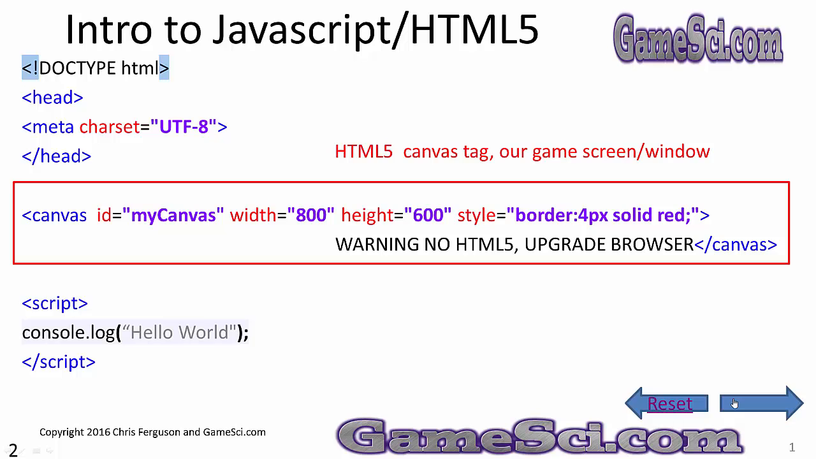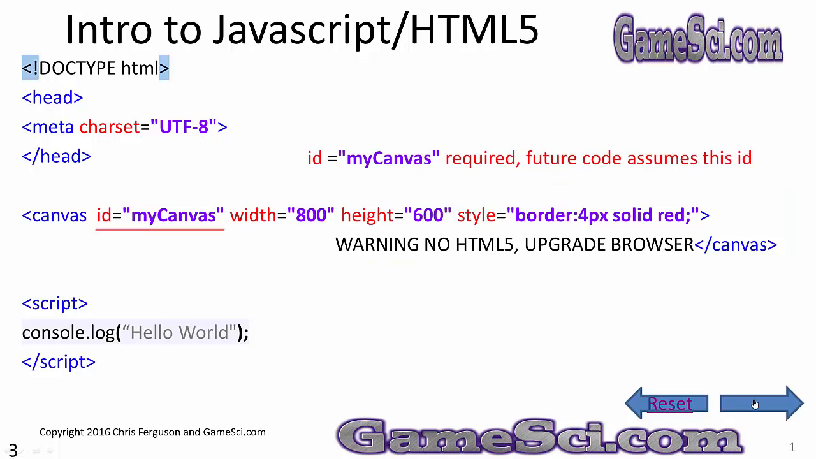Now canvas is a tag that was added to HTML in version 5. So the canvas tag is definitely HTML5. Breaking down this canvas tag into a couple of the pieces because it's kind of big, we're first going to set up an ID equals my canvas. This is very much required. Future code that we're going to build in future lessons is going to assume that your canvas tag has this specific ID, my canvas. And let's just get into the habit of giving things an ID.